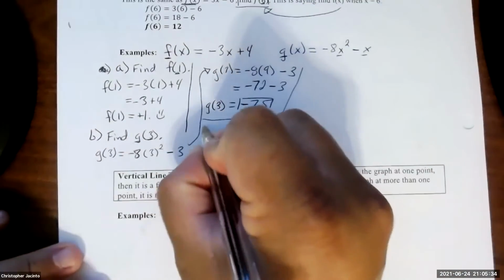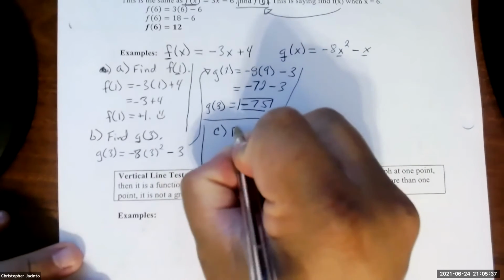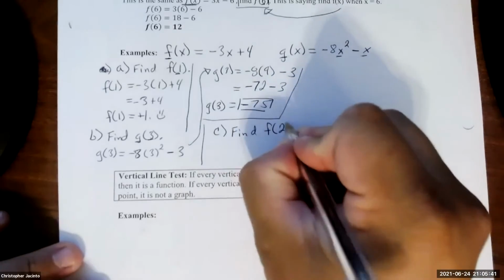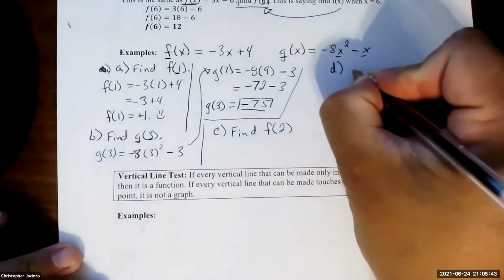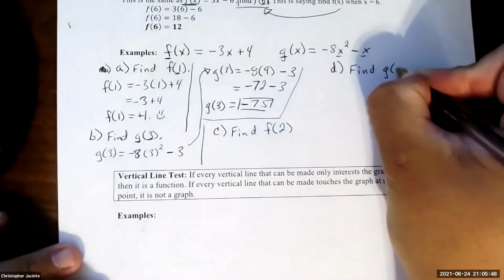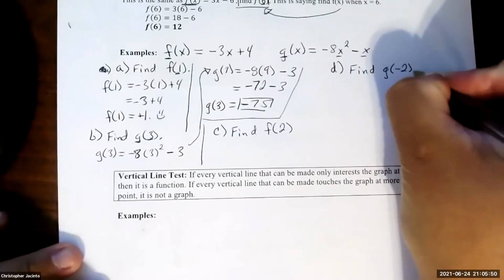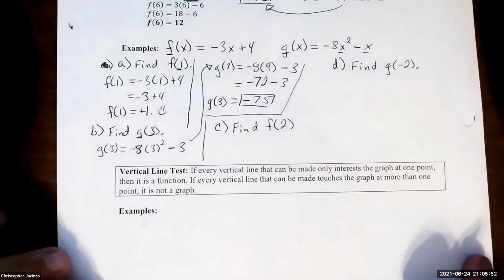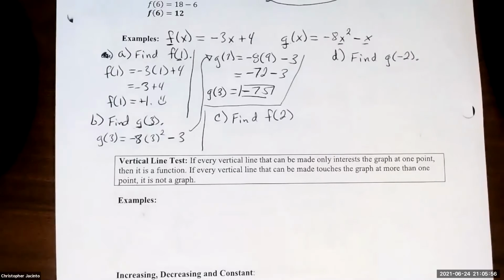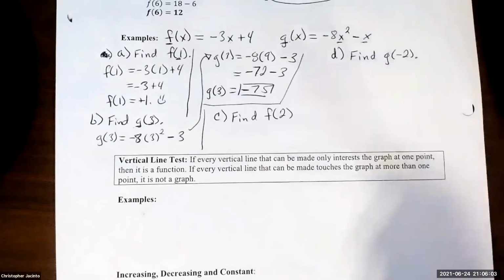Okay. So let's try C. Let's find f of 2. And then D, go ahead and find, this is going to be a tricky one, g of negative 2. Okay. So here's your second extra credit opportunity. Go ahead and find both of them. Go for it. And just put it in the chat when you have it. So you just separate it with a comma, like this one, comma, that one, to give both answers. Go for it.